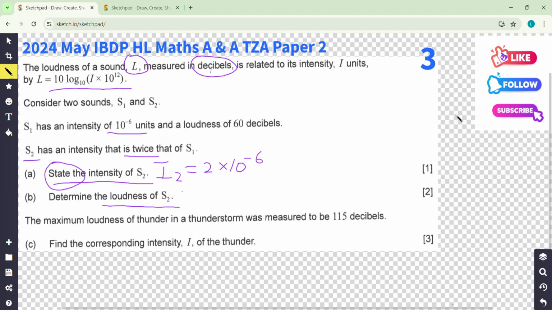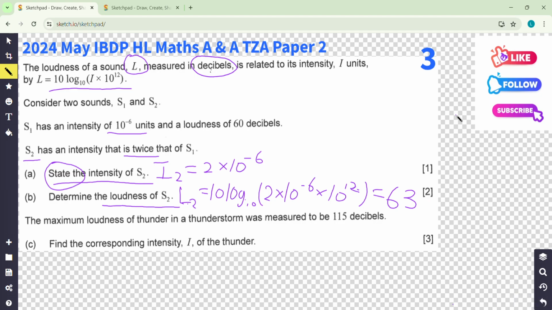So you write down, okay, loudness of S2 equals 10 log 10, 10 to the power negative 6 over 10 to the power negative 12. Calculation time. Bring out your calculator, pause the video. Welcome back. I'm sure you did it. Okay, the answer is 63. Okay, remember, no need to write the units.